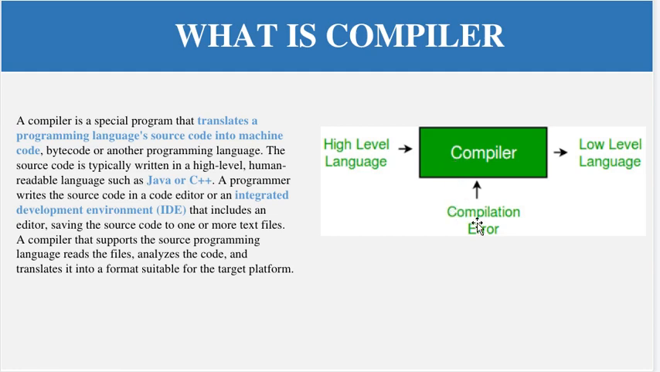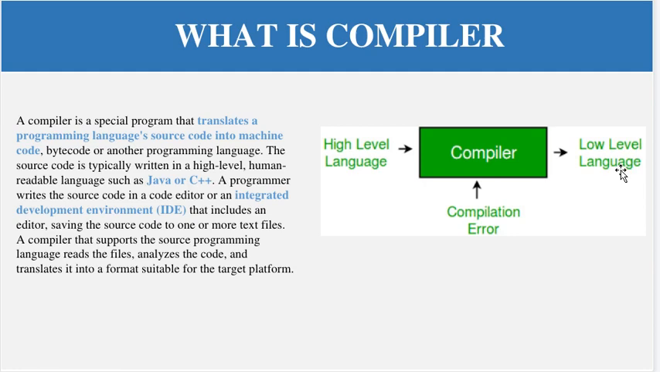Compilation means that if there is any error in the source code, it will tell you. If the compiler successfully runs the source code of the high level language, then it will convert it into a low level language. Low level language means machine language code, or zeros and ones. The simple example is that low level language means the hardware can understand the zeros and ones.